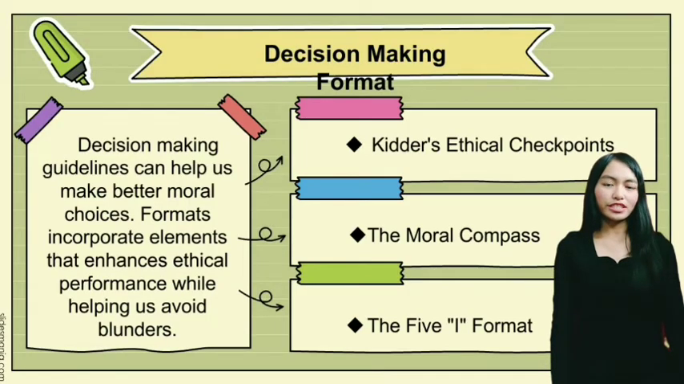In moral decisions in terms of planning and execution, there are decision-making formats which help us make better moral choices. Formats incorporate elements that enhance ethical performance while helping us avoid blunders. I will introduce to you the 3 decision-making formats, which are Kidder's ethical checkpoints, the moral compass, and the 5I format. The step-by-step procedures of these formats will ensure that we identify and carefully define ethical issues, use time pressures, investigate options, think about the implications of choices, and apply key ethical principles.